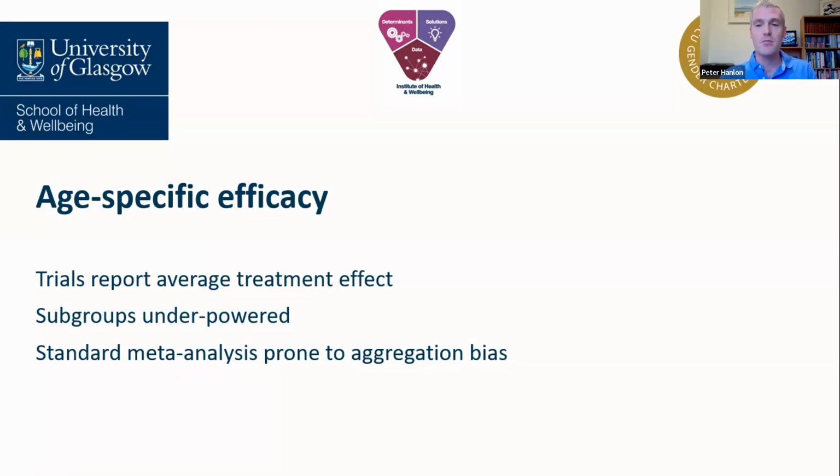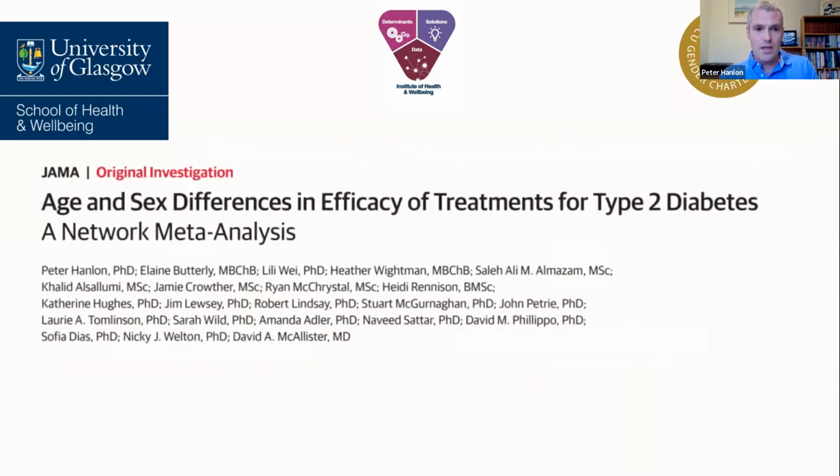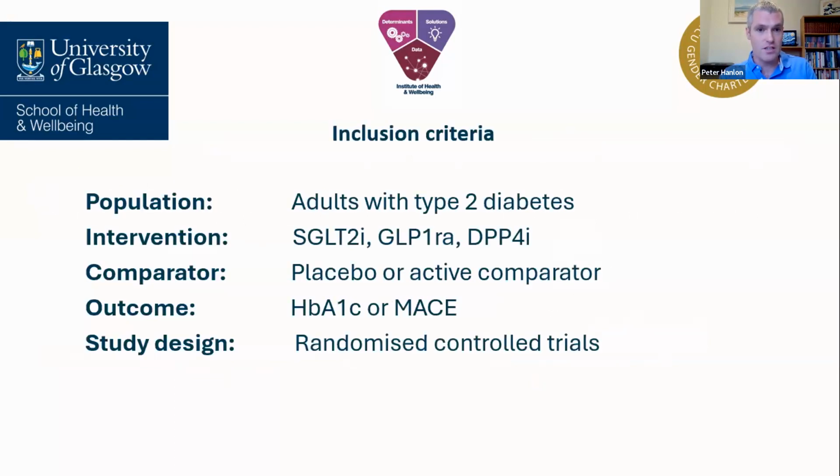So this is really where IPD comes in and allows you to make much more valid inferences about whether the efficacy of something varies by a characteristic such as age. IPD gives you greater power to do this, and it also allows you to calculate estimates, as I've said, that are tailored to individual characteristics. So this was published this year. We've conducted a network meta-analysis using IPD for some trials of these conditions, and that's the work I'm going to present first here. So this was an IPD meta-analysis based on a systematic review.